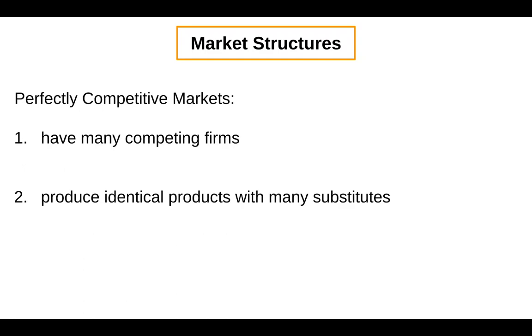In perfectly competitive markets, there are 4 key features. The first one is that they have many competing firms. When I say many, I mean like hundreds upon hundreds of firms competing. And they all sell pretty much the same thing with many substitutes. While there are no truly perfectly competitive markets out there, one that's close-ish would be the market for corn, where you have a lot of corn farmers selling products that, in the consumer's eyes, are pretty identical.